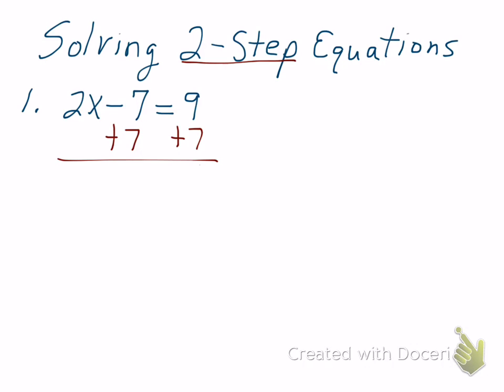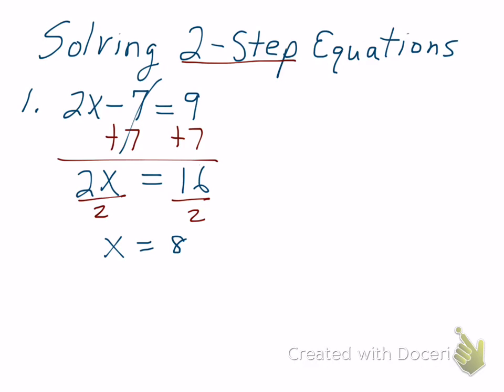So when we do that, we're going to end up with 2x equals 16, because notice the 7's here cancel, because a minus 7 and a plus 7 is 0. So now we're left with 2 times x equals 16. Well, we need to divide now, since the opposite of multiplying by 2 is dividing by 2. And so now we're going to get 1x, or just x, and 16 divided by 2 is 8.